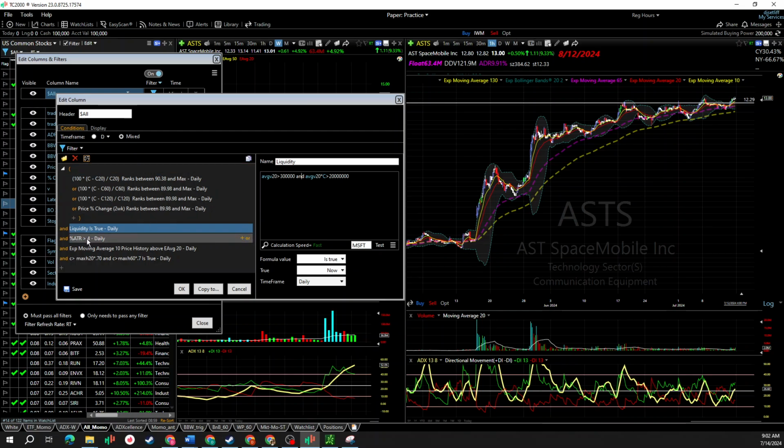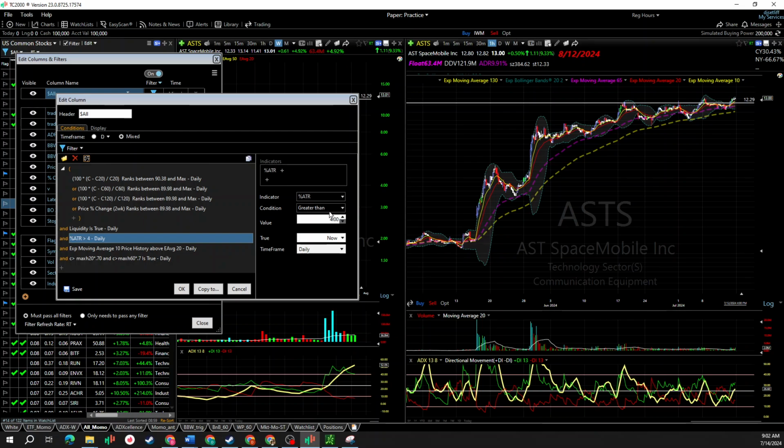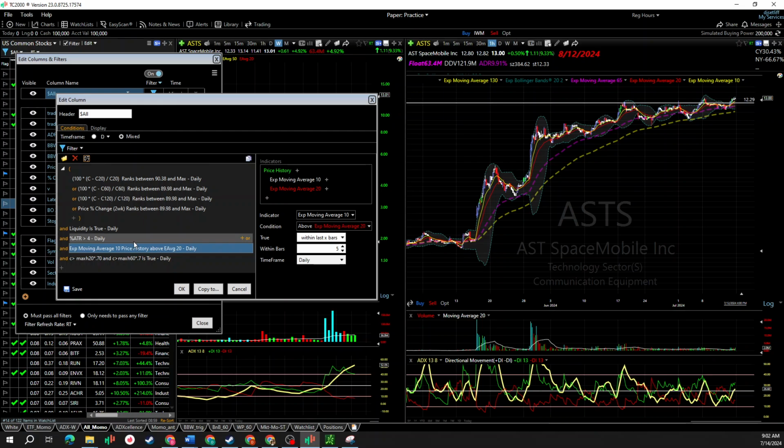Average daily range, I put about 4%. Usually when I'm trading, I want 5% or higher, but for analysis, 4% is probably good enough. I want stocks that have a 10 period that's rising above the 20 period on the daily. That just shows that the stock is in a general uptrend. So in addition to having relative strength, liquidity, volatility, there's also a trend component here.